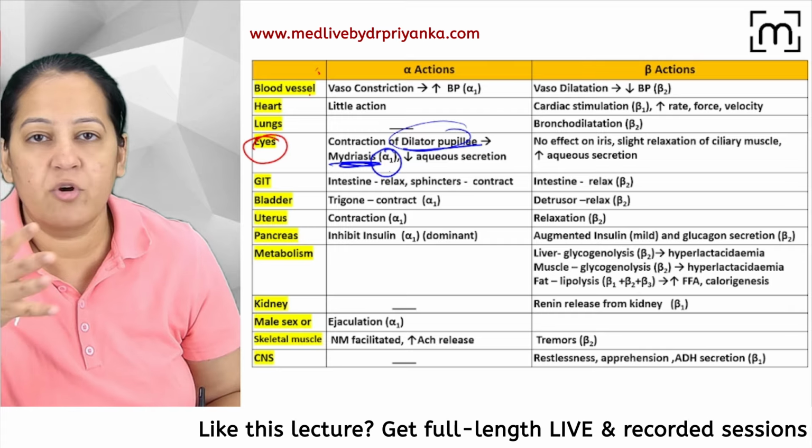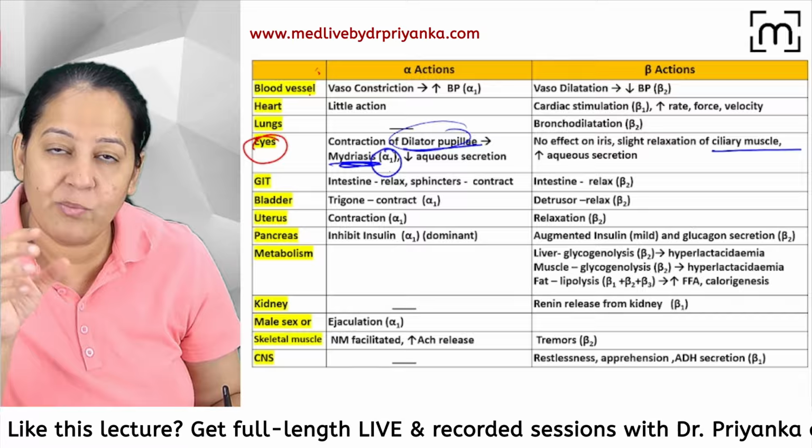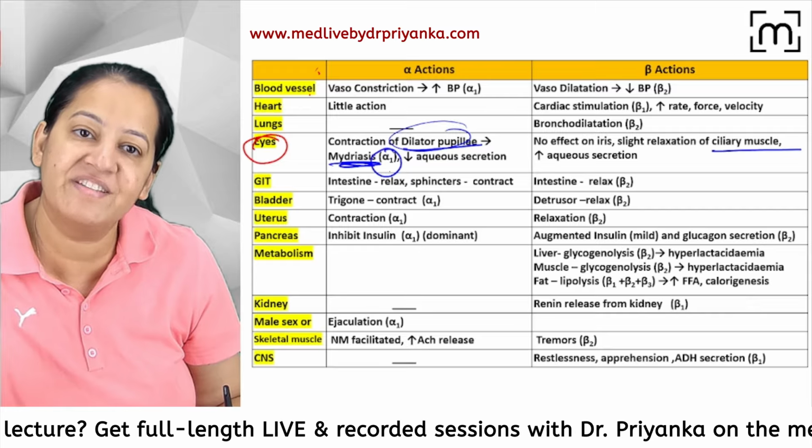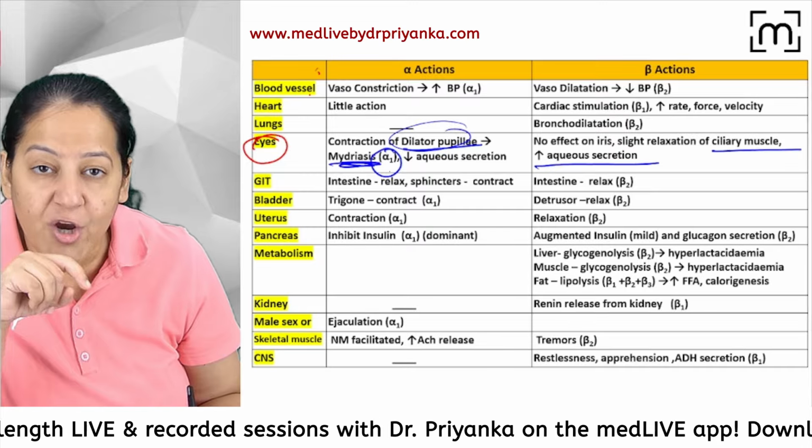Beta receptors are not present on the iris. Beta receptors are present on the ciliary muscle, and when noradrenaline binds with the beta receptor on the ciliary muscle, it leads to increased aqueous secretion.